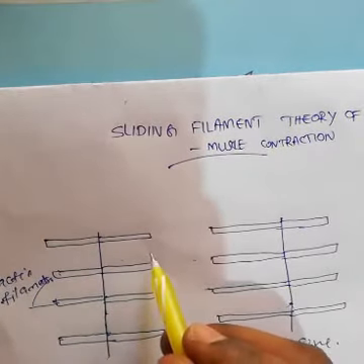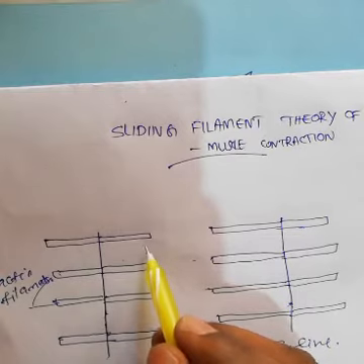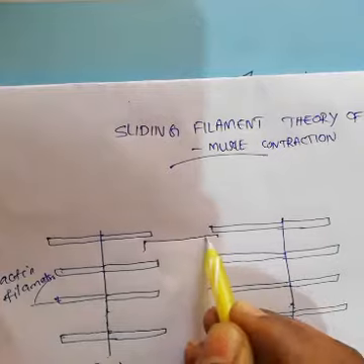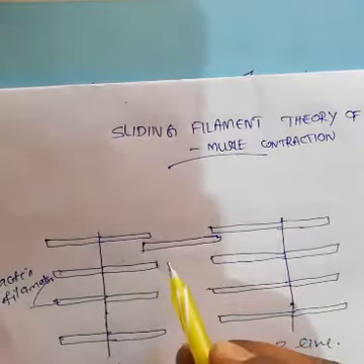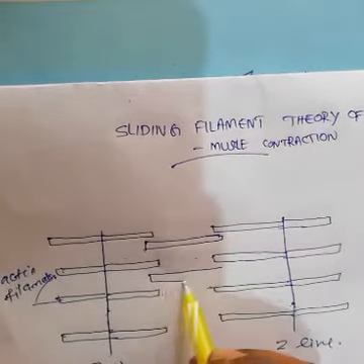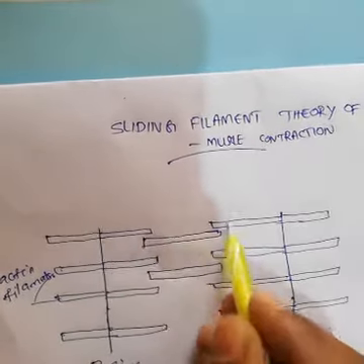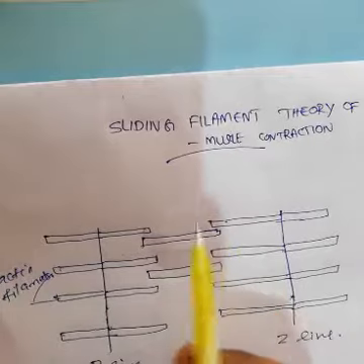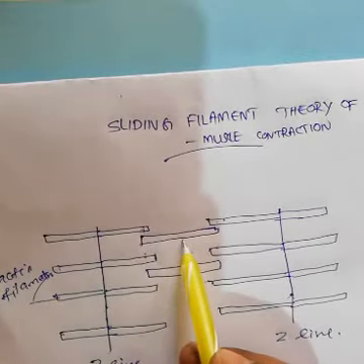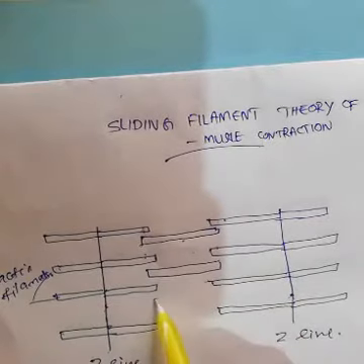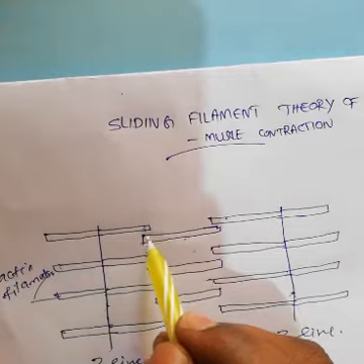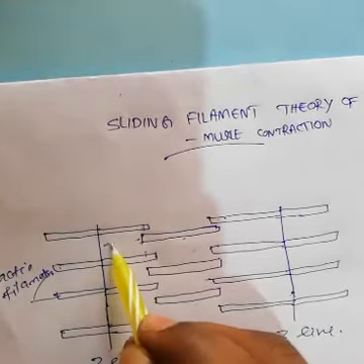Then between two actin filaments we can observe another structure called the myosin filament. This is the myosin filament, like this. So between two actin filaments we can observe another structure called myosin. These are the myosin.